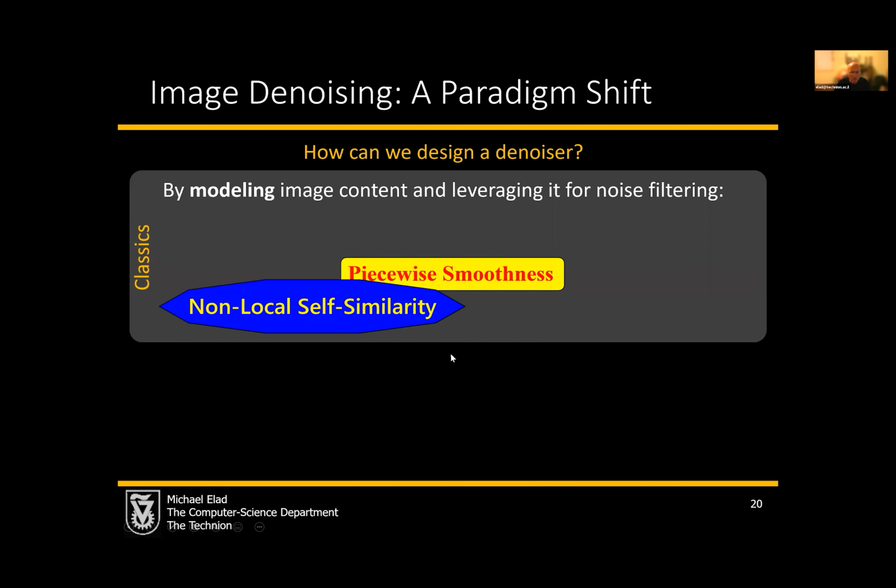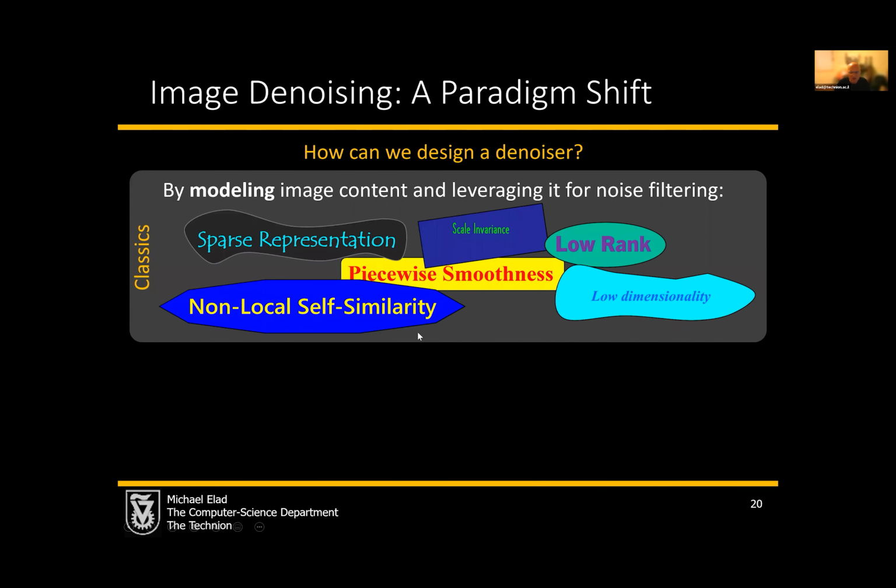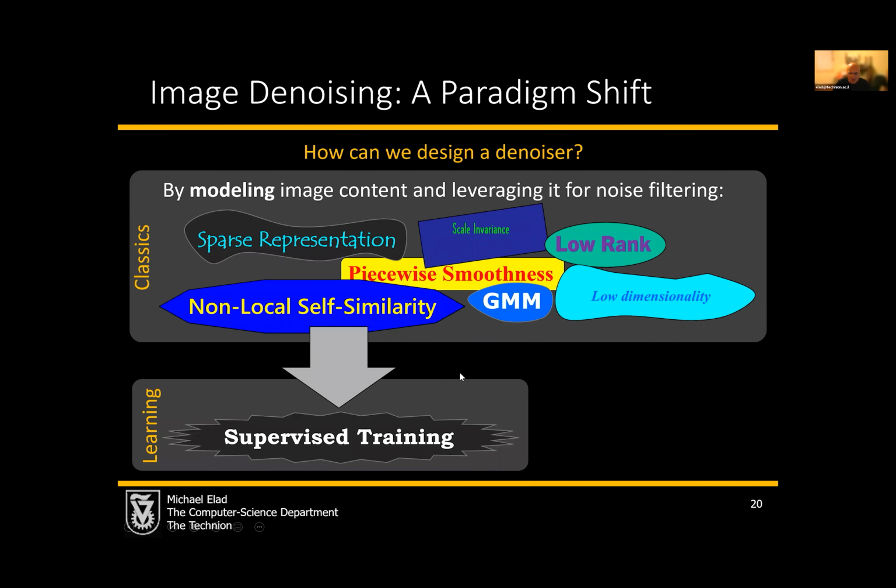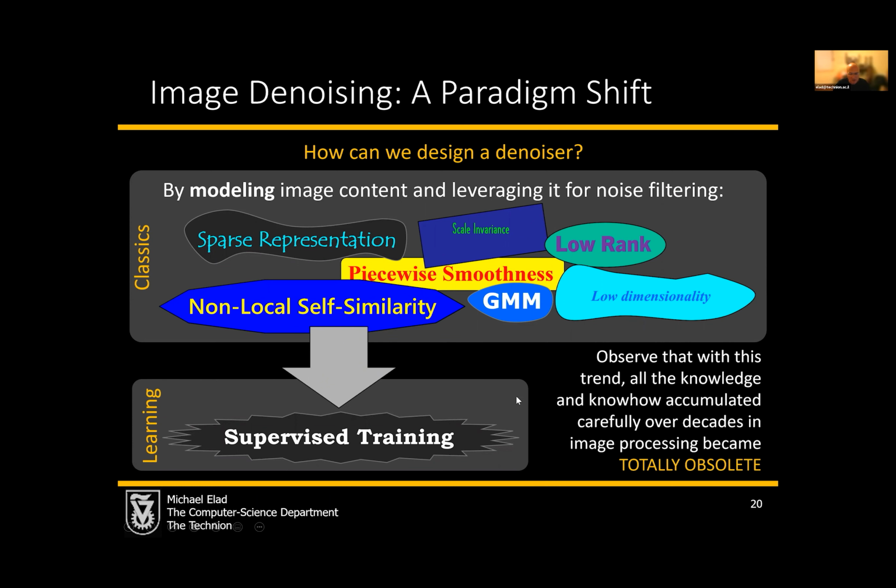So all these old methods that assumed piecewise movement, self-similarity, sparse representation, scale invariance, whatever you had, GMMs that were so effective, all of this is lost, and we have replaced all of them with what? Supervised training over a large data set. And all of these are sort of obsolete. 40 years of activity, 20 years that I spent working on sparse representation, and nothing in this domain is of any relevance anymore, because you can design amazingly performing denoisers with this approach, the supervised learning approach.